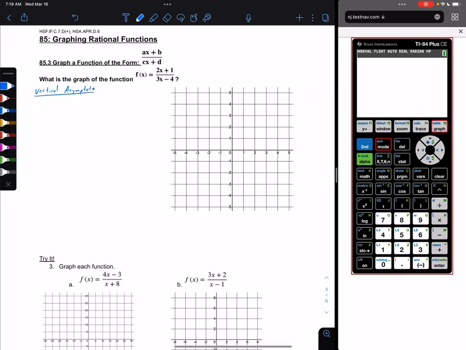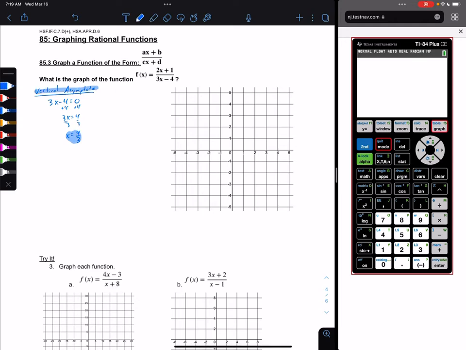And remember, to do that, we want to set the denominator equal to 0. So you do 3x minus 4 equals 0. Obviously, we're going to add 4 to both sides. So 3x equals 4, divided by 3, and x would be equal to 4/3. So at x equals 4/3, the value of the denominator is 0, right? That means it's undefined. So there's going to be a vertical asymptote at 4/3. Let's highlight that in blue.